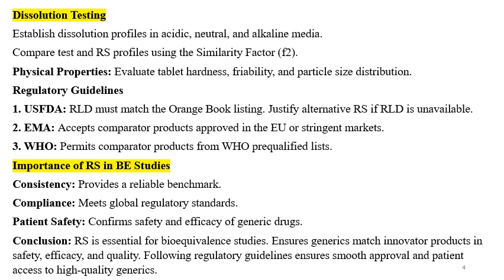Regulatory guidelines are there for US FDA, EMA, and WHO. US FDA RLD must match the Orange Book listing, justify the alternative RS if RLD is unavailable. So RS designation is required, and FDA gives the RS designation when RLD is not available in the market or it is withdrawn from the market. EMA accepts comparator product approved in the EU or stringent markets. For WHO, it permits comparator products from the WHO prequalified list.